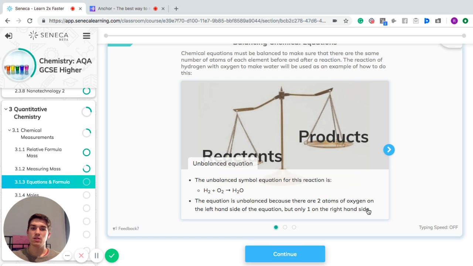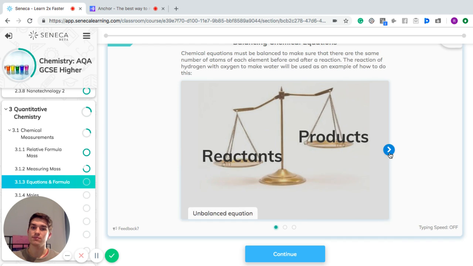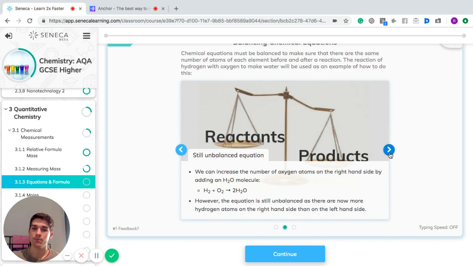The unbalanced symbol equation for that reaction between hydrogen and oxygen to make water would be H2 plus O2 goes to H2O. Now the equation is unbalanced because there are two atoms of oxygen on the left-hand side of the equation, but only one oxygen atom on the right-hand side. So we need to do something to even that up. We can increase the number of oxygen atoms on the right-hand side by adding another water molecule. So then we would have H2 plus O2 goes to 2H2O.